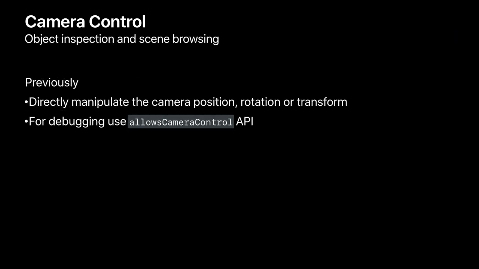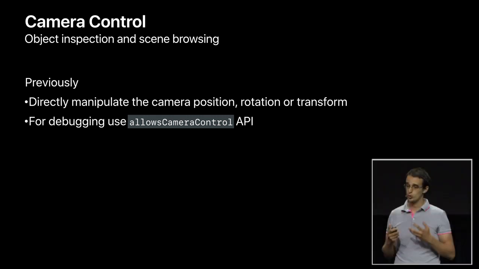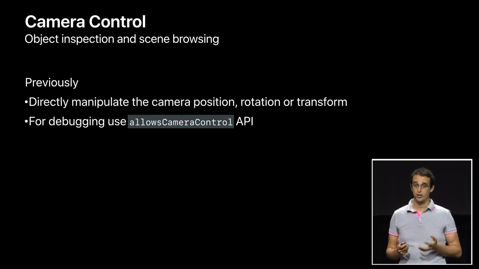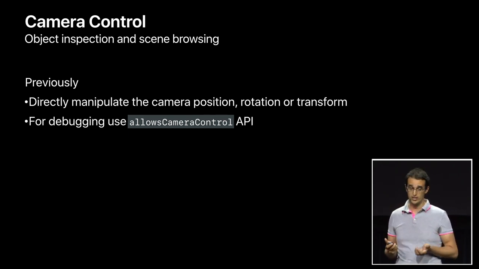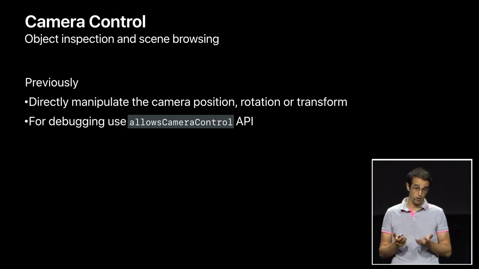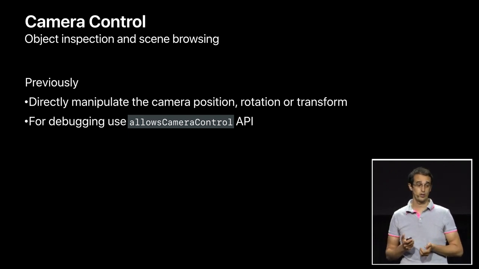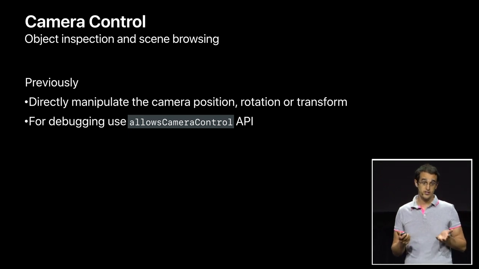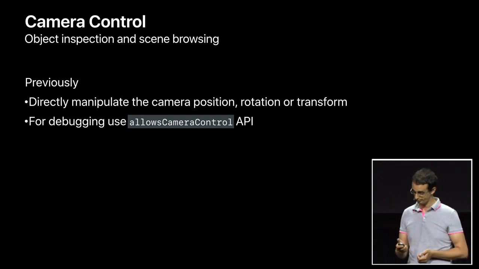Until now, if you wanted to manipulate a 3D object, you had to implement your own management of events and move the camera position and orientation based on gestures or mouse events. For convenience, we were providing an Allow Camera Control API on SCNView, but this was just providing a default camera behavior that was not configurable and that was essentially there for debugging purposes.